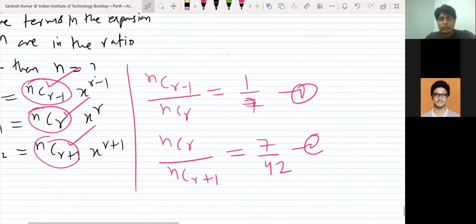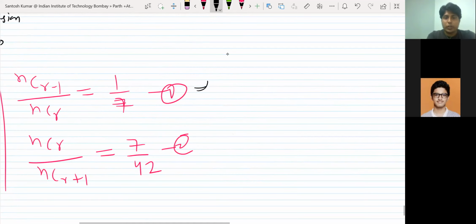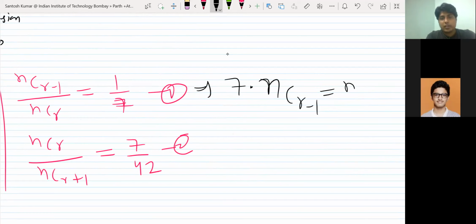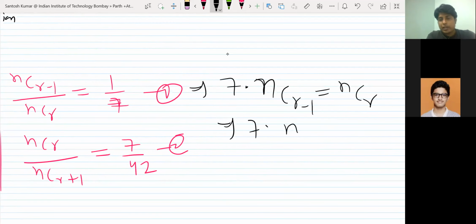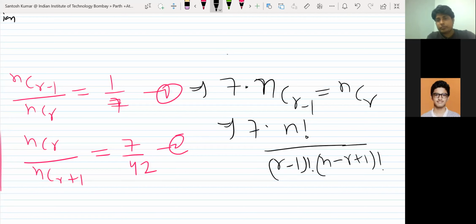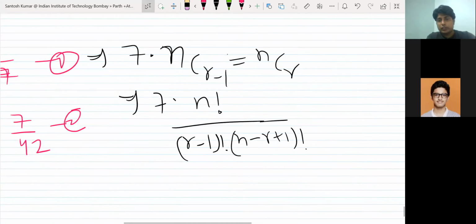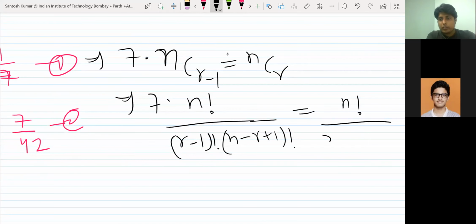So let's do cross multiplication in the first one. So if you do the cross multiplication, 7 times nC(r-1) is nCr. Okay, so first simplify this. Let's check what happens, then we'll come back to the other. So nC(r-1) is n factorial over (r-1) factorial and (n-(r-1)) factorial. If you open the bracket, it's (n-r+1) factorial. And this is equal to n factorial over r factorial, (n-r) factorial. Okay.